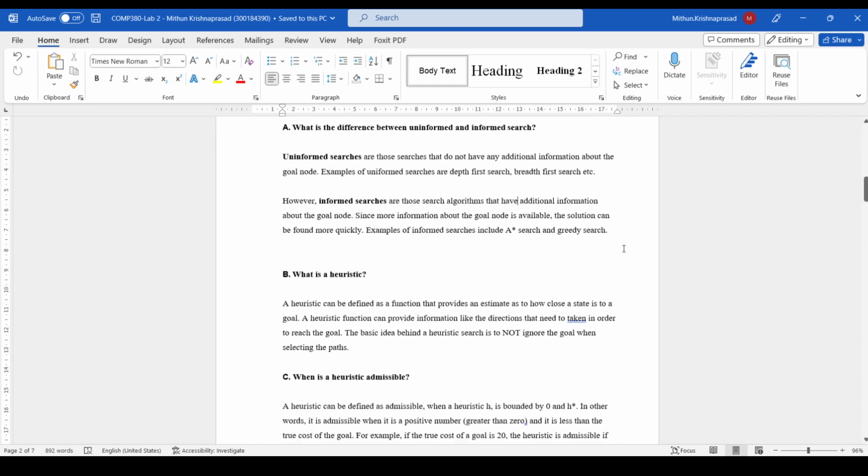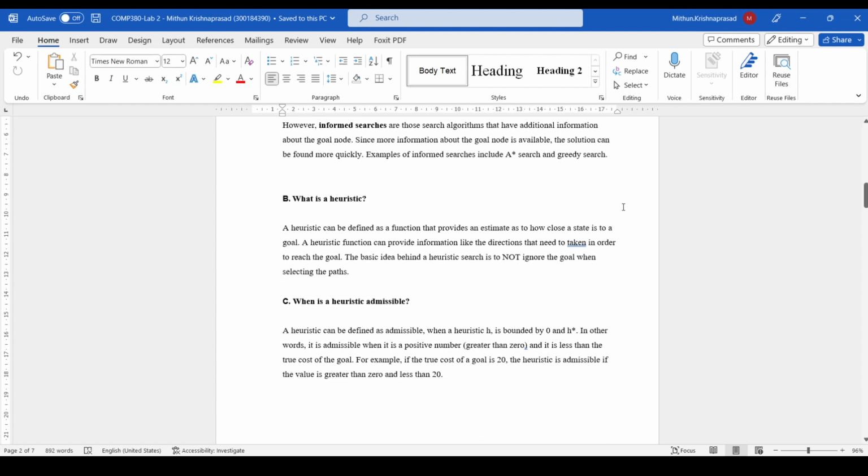Now, a heuristic can be defined as a function that provides an estimate of how close a state is to a goal, as we discussed in the previous classes. In a search graph, various states exist, and this helps us determine how close a state is to a goal. The basic idea behind heuristic search is to not ignore the goal when selecting the paths. So every step of the way, we've got to keep the goal in mind before selecting the path.